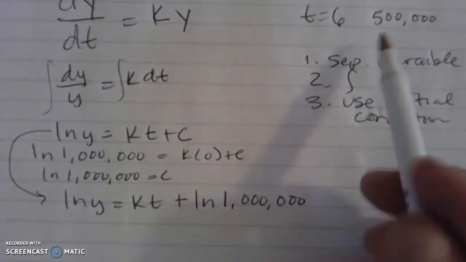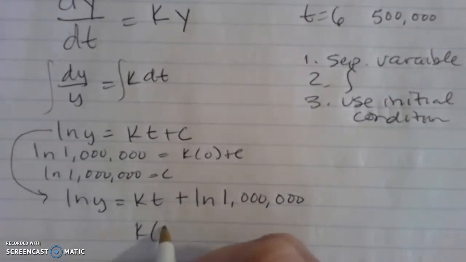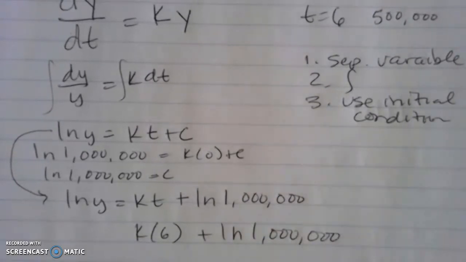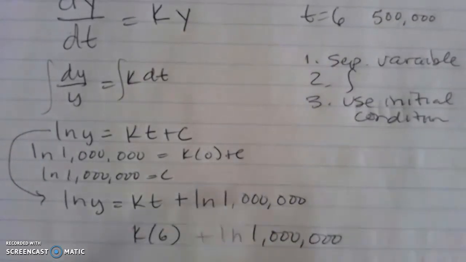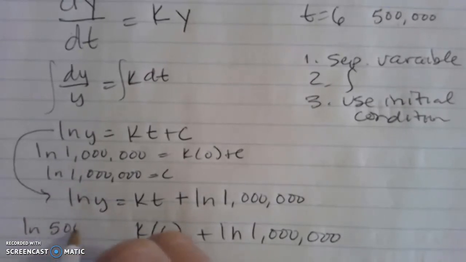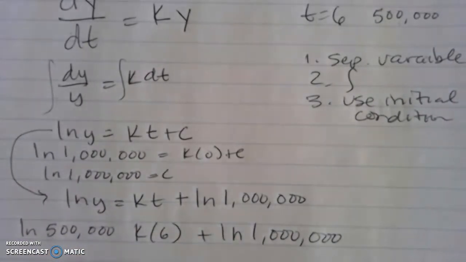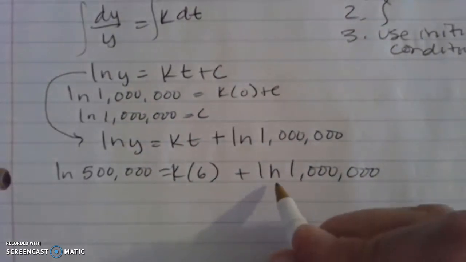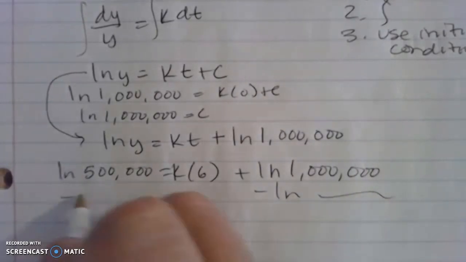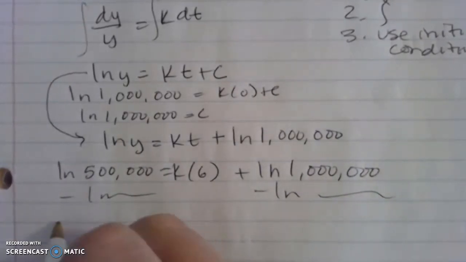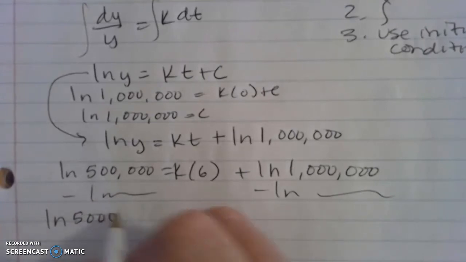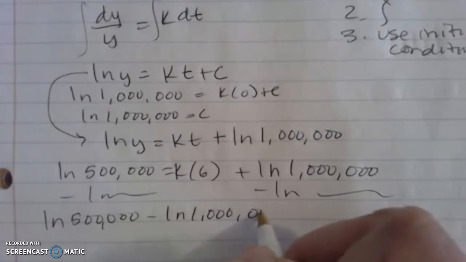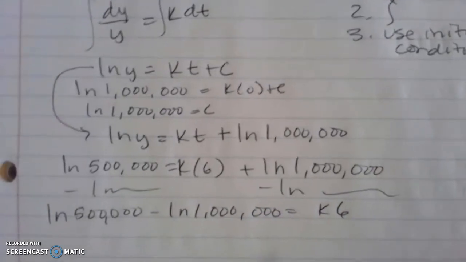I'm going to use the second piece of information now to figure out what my proportion is. My second piece of information was t was 6, so I have k times 6 plus ln 1 million. Nice fun numbers here. And then my y was 500,000. So this is going to be ln 500,000 equals. Let's solve for k. What do we have to do to get k by itself? I'm going to subtract ln of 1 million. So we have ln 500,000 minus ln 1 million equals k6.